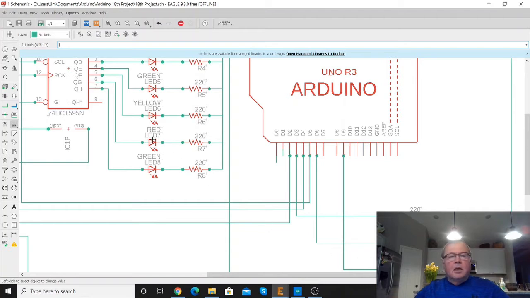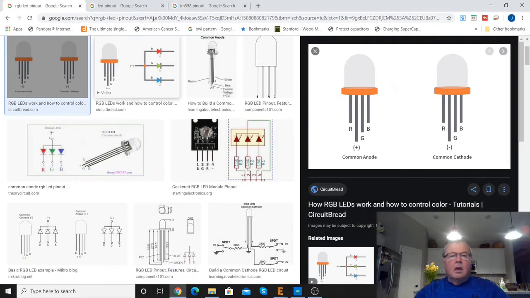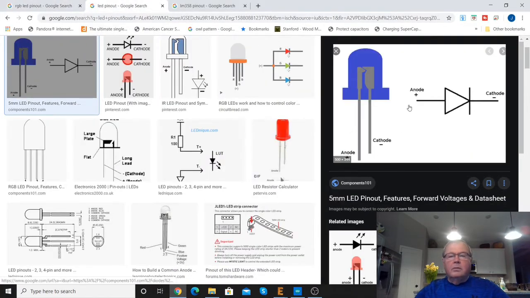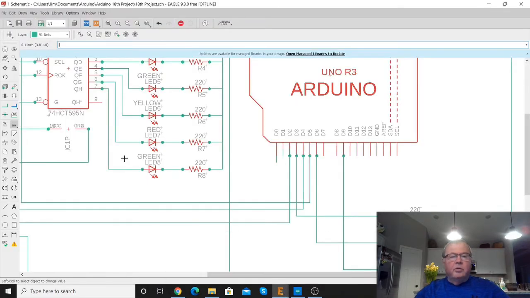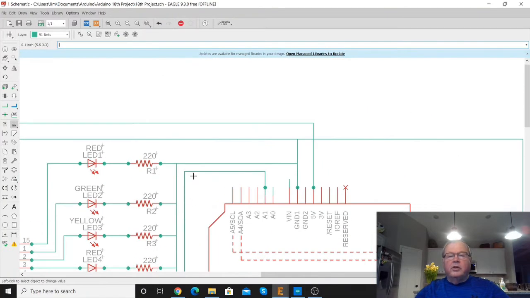And then the LEDs, they as well have a polarity. If we take the polarity of those, we've got the anode, which is the positive pin, the long lead, and then the cathode, which is the negative pin, the short lead. So if you go back to the schematic, you want to make sure you hook up the positive pin to the output of the shift register and the negative pin to your resistor that ends up going to ground.